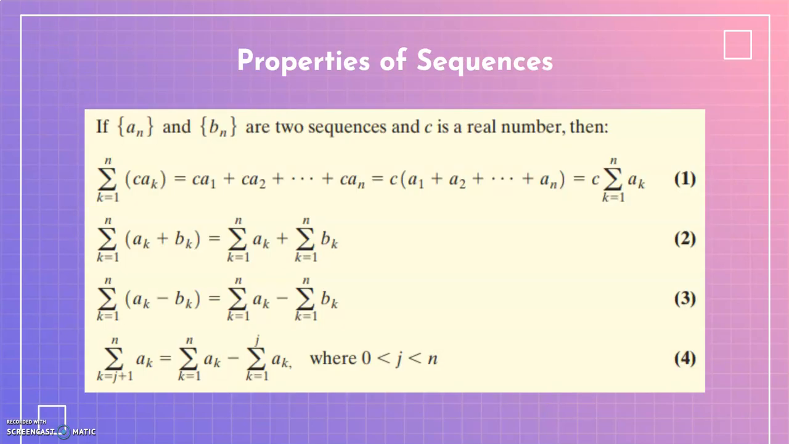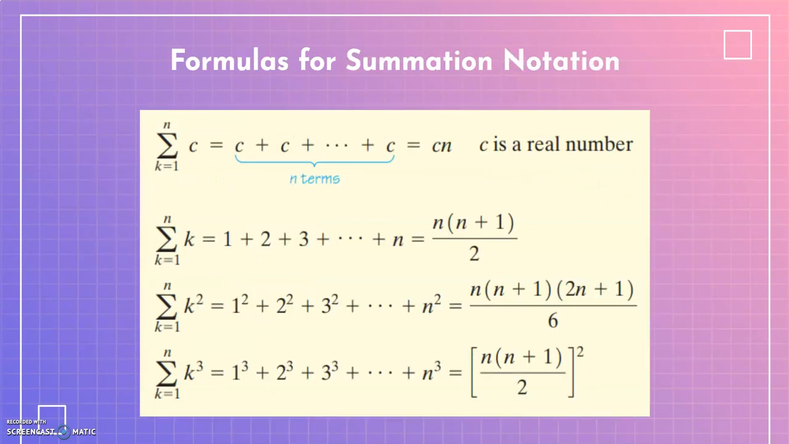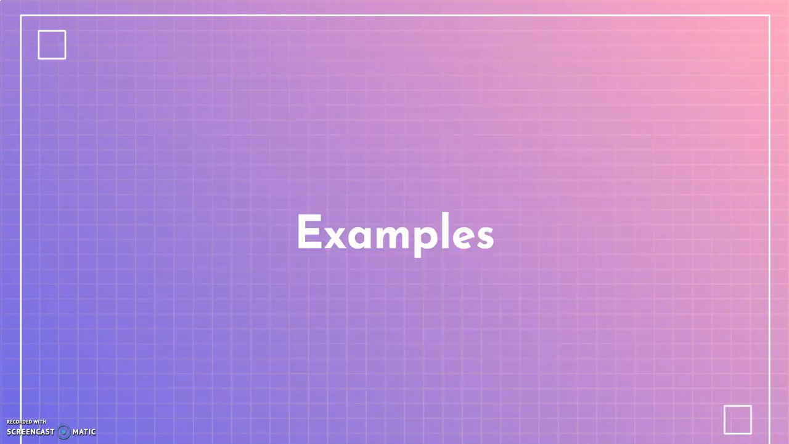Here are a few properties of sequences using summation notation. These properties are very useful for adding the terms of a sequence algebraically. Additionally, we have some formulas for summation notation. Again, these formulas are very useful for adding up terms of a sequence algebraically. Let's look at a few examples.